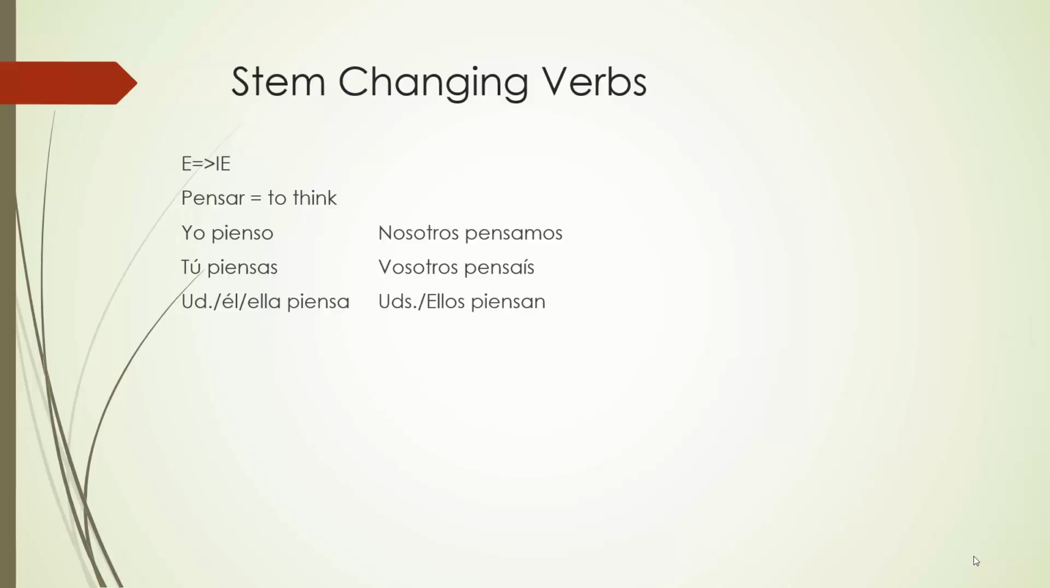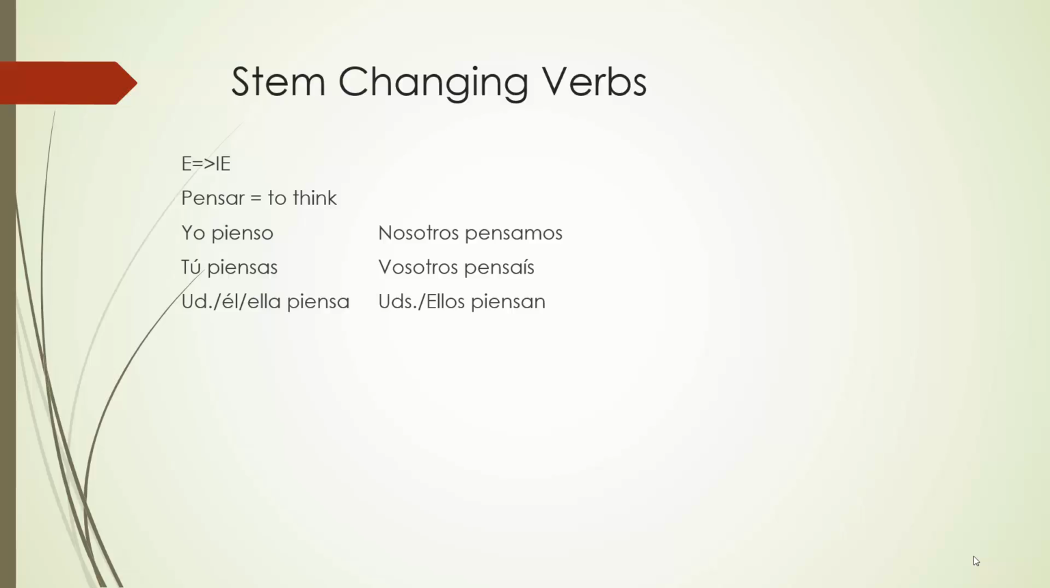Let's look at pensar here as an example. Pensar means to think. Remember, when you conjugate a verb, the first thing you do is you drop off the AR, and that leaves you with the stem. In this case, the stem is P-E-N-S, right? Pens. Now, you would think, if everything was going to be normal, that for the yo form you would just add an O on there, and you'd end up with penso. But that's not what happens. The E changes to an IE. So instead of penso, you have pienso.